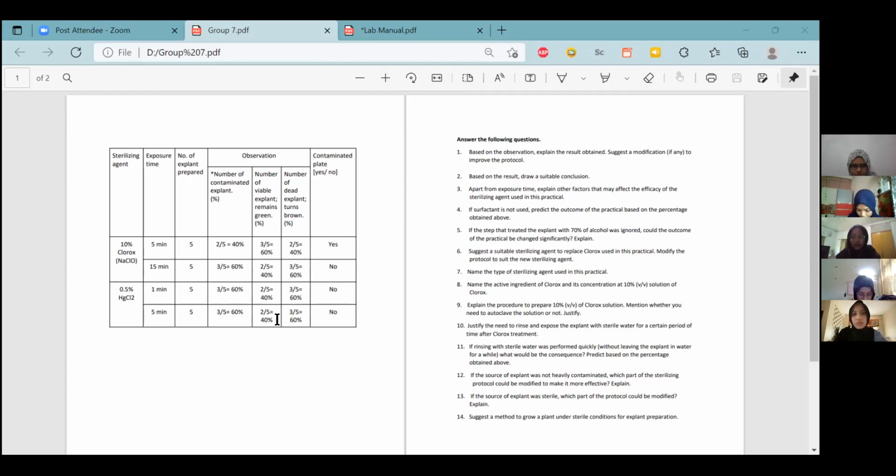For number 14, suggest a method to grow a plant under sterile condition for explant preparation. I think we can use micropropagation, because the technique of maintaining and growing plant cells, tissues, and other plant parts under sterile condition in a nutrient medium is called tissue culture. This technique is used for propagation purposes. That's all from me. Are there any questions?